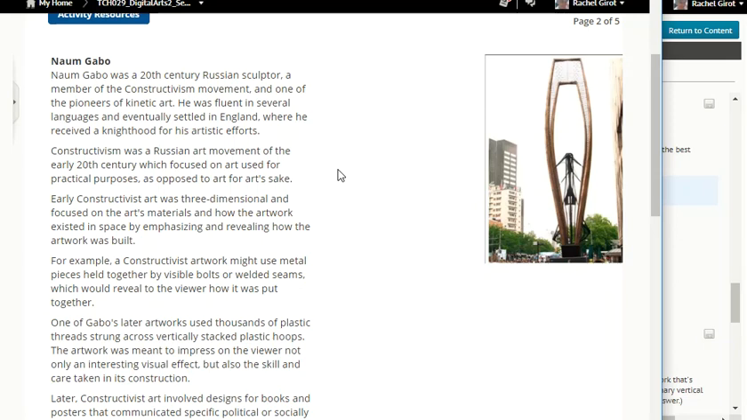One of Gabo's later artworks used thousands of plastic threads strung across vertically stacked plastic hoops. The artwork was meant to impress on the viewer not only an interesting visual effect, but also the skill and care taken in its construction.